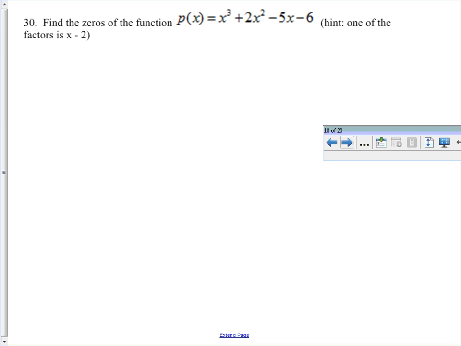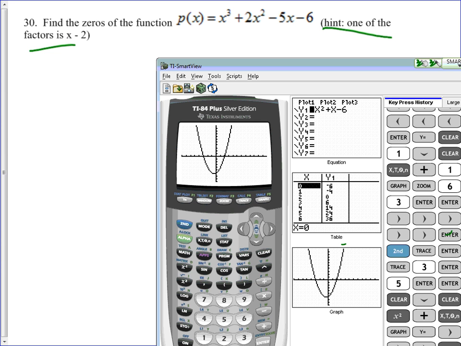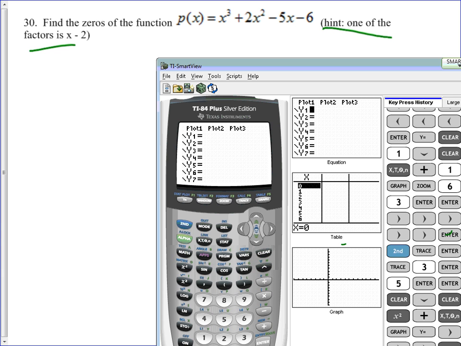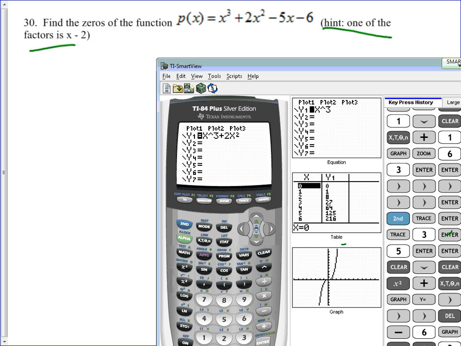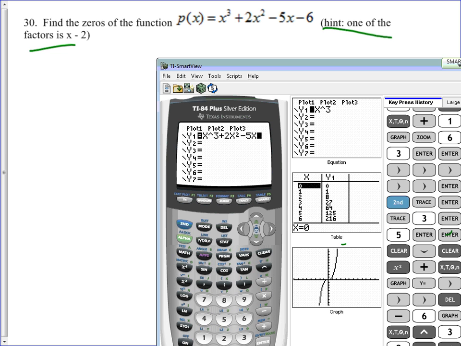Find the zeros of the function x cubed plus 2x squared minus 5x minus 6. Now, when you see this, what they really want you to do is to use the polynomial long division and then factor it all the way out. That's making life a lot harder than it has to be. The easier way to do this problem is to just graph it and look at what the zeros are. Remember, we have the graphing calculator. So, x cubed plus 2x squared minus 5x minus 6.